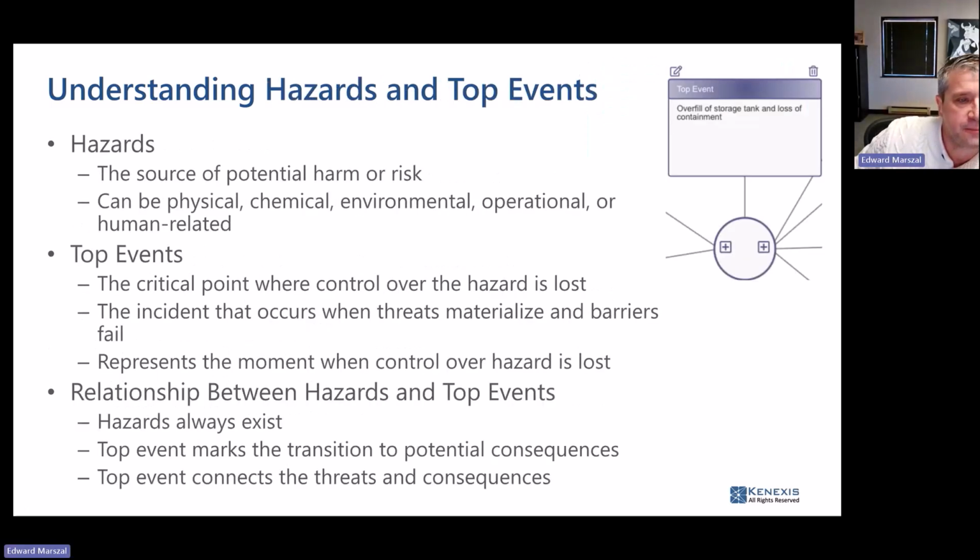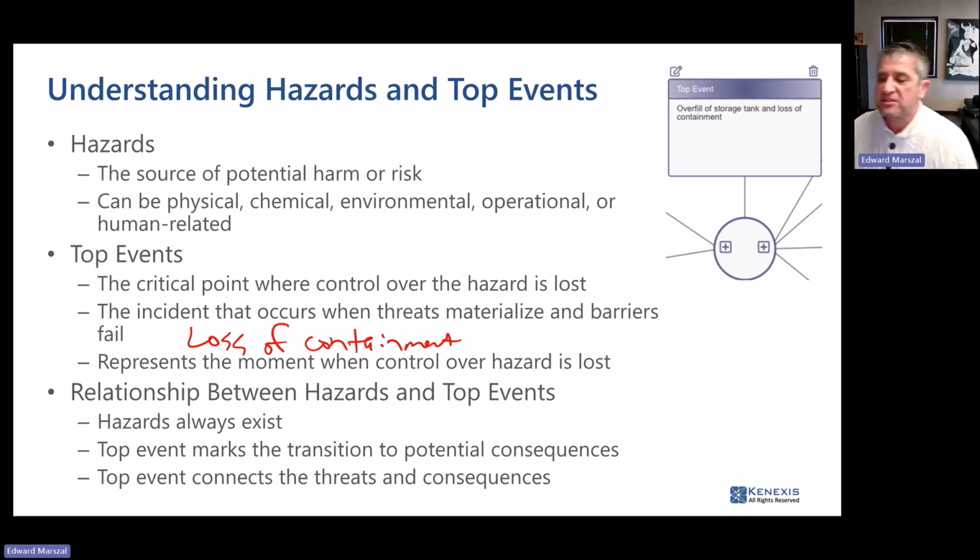So in the process industries, that top event is going to be your loss of containment. If I were looking at a storage tank, the second that I overfill that storage tank, that's my top event, that's my loss of containment. It's the critical point where control is lost, and when this occurs, the threat materializes because the preventive barriers fail. So this is the moment in time where you lost control of the hazard.